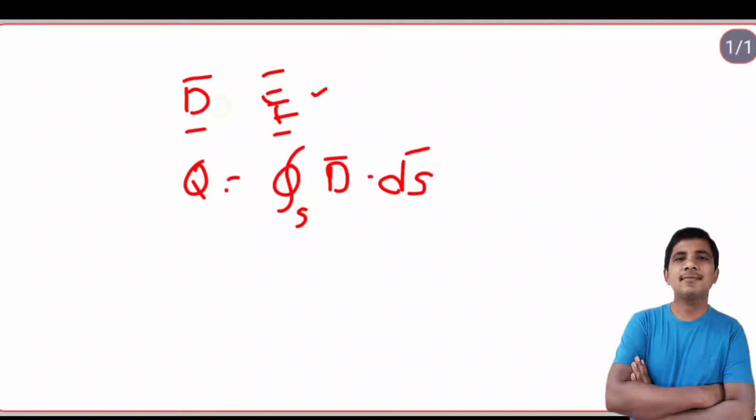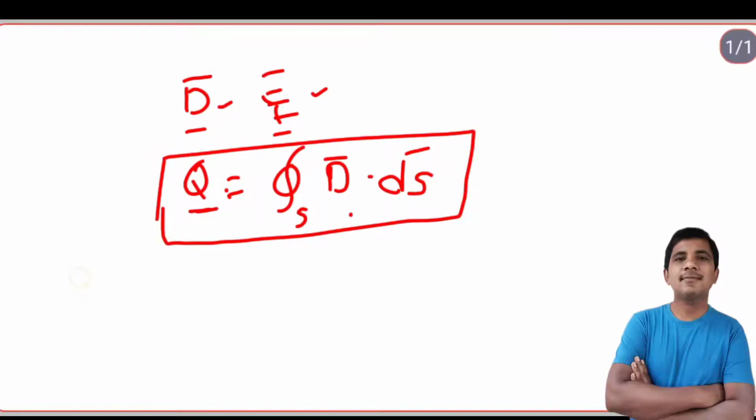Mostly we use the Gauss law to find the total charge. Total charge equals the surface integral of D dot dS. This is the main Gauss law. Now what are the steps required to find D bar and E bar? First we have to identify the D bar direction, that is, the magnitude of D bar and its direction.